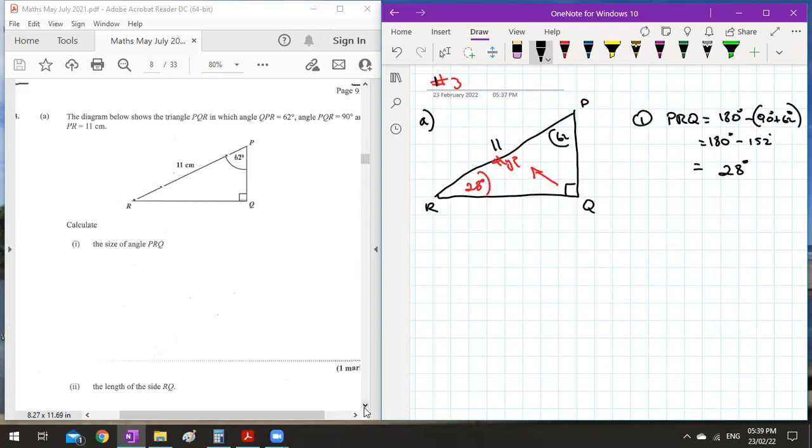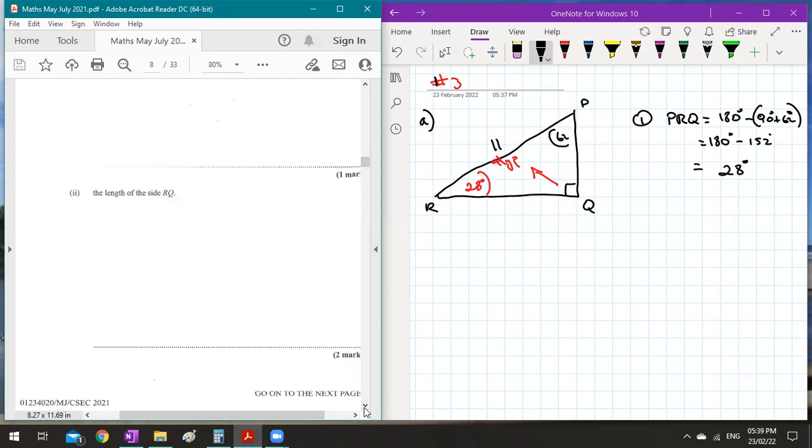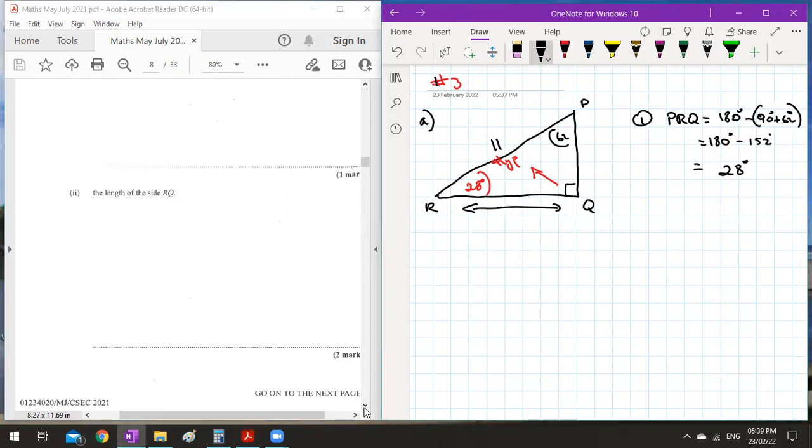What is the length of side RQ? So RQ is this length here. It's a right angle triangle. You can use SOHCAHTOA. So part 2. Sine is opposite over hypotenuse. Cos is adjacent over hypotenuse. Tan is opposite over adjacent. Let's use the angle that we're given, which is 62. This angle is opposite to this side.